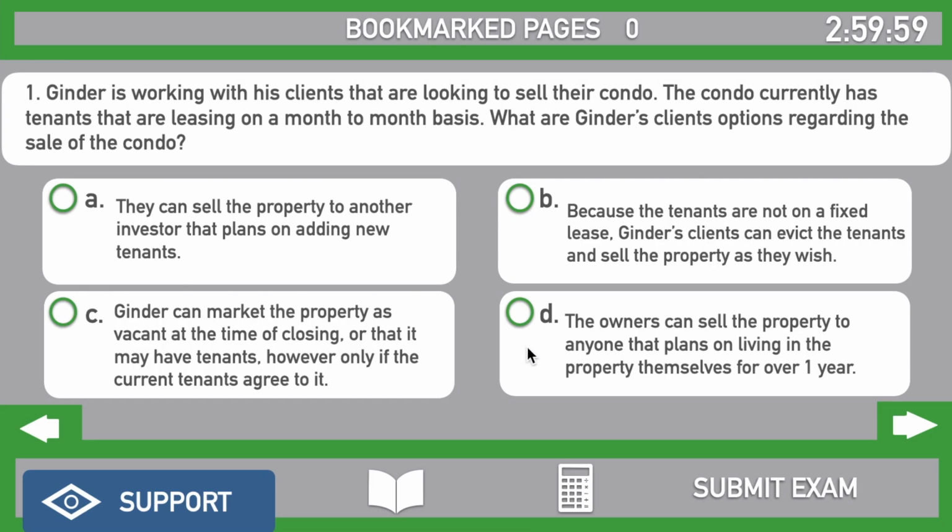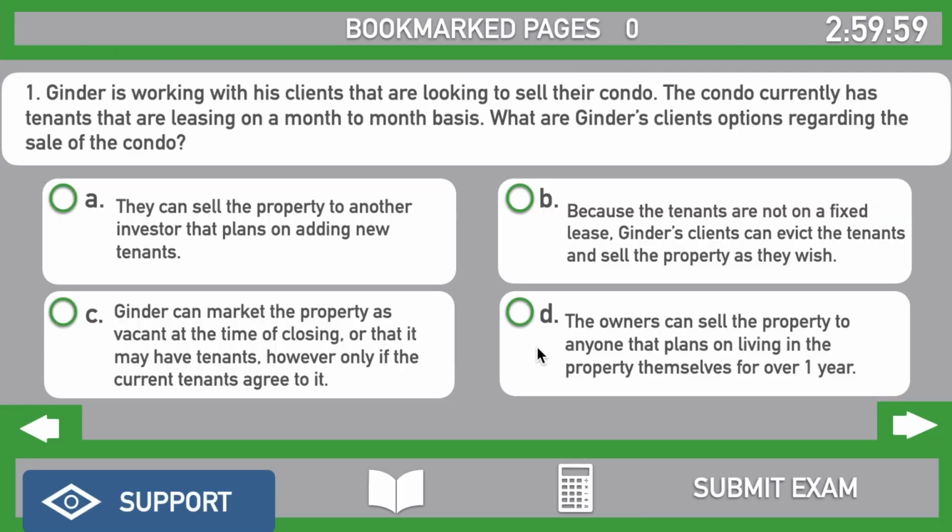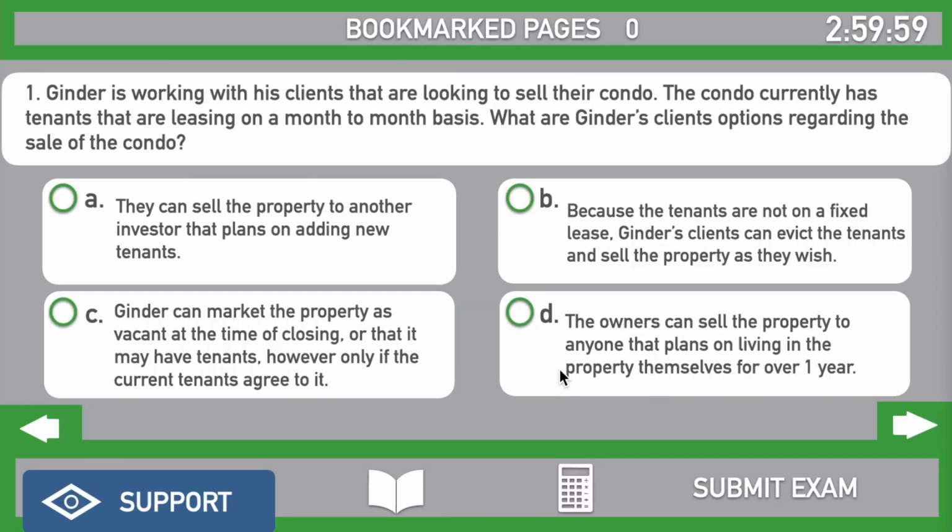On to D, the owners can sell the property to anyone that plans on living in the property themselves for over 1 year. This is the correct answer, but a little tricky as well, because when you see such polarizing words, polarizing answers like this, where it shows like anyone or even a number like 1 year, these can be altered answers, right? They use this to make it close but wrong. In this particular case, it is right. So you know what you're looking for. These questions like this are here to help you get prepared and know what to look for. Half the battle is knowing the stuff, half the battle is how you handle these questions on exam day.